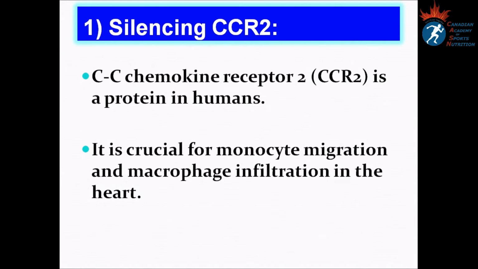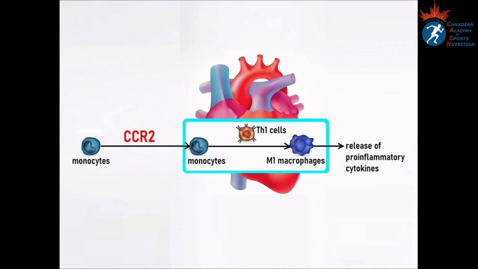It is crucial for the migration of monocytes and infiltration of macrophages in the heart. This slide shows that CCR2 mediates the migration of monocytes from the blood circulation to the heart, and then monocytes in the heart will convert to M1 macrophages through the help of Th1 cells. Then M1 macrophages will release pro-inflammatory cytokines.